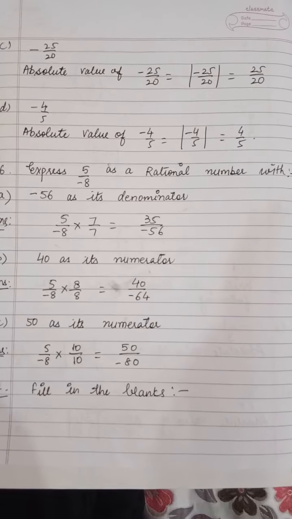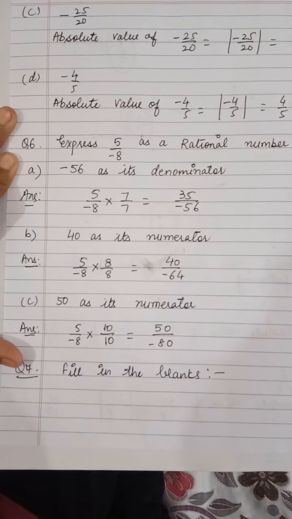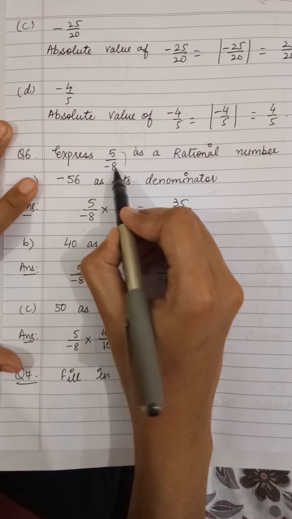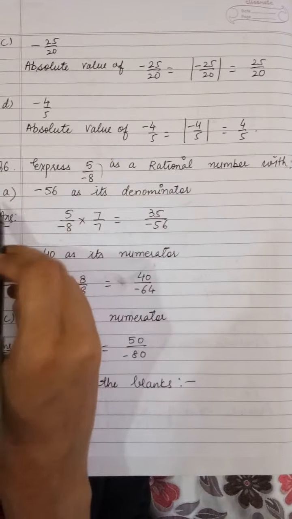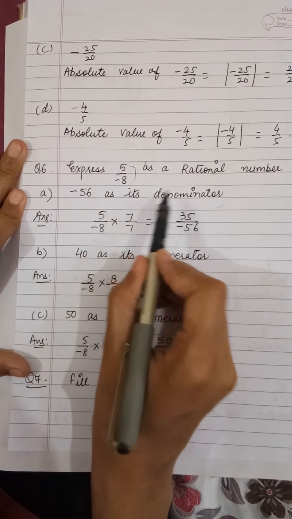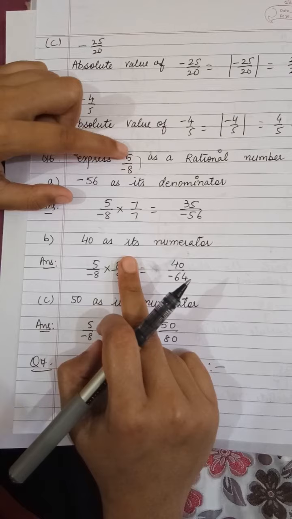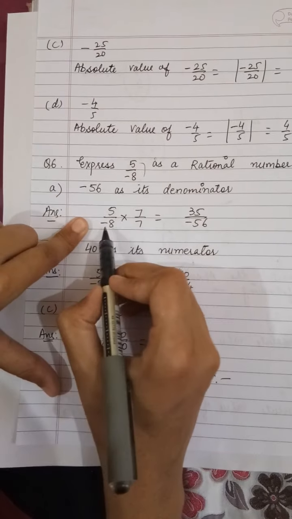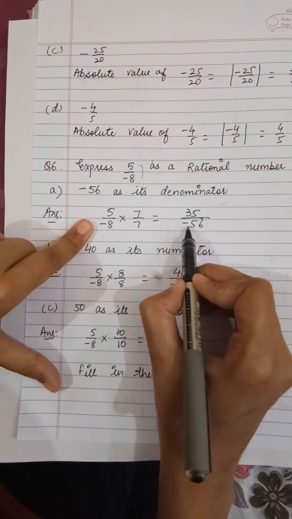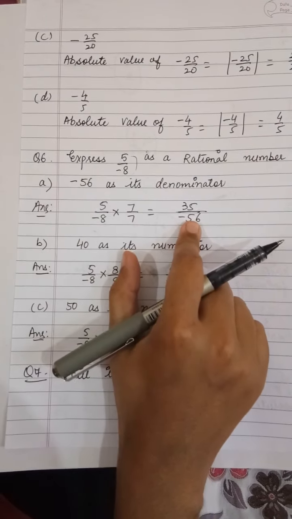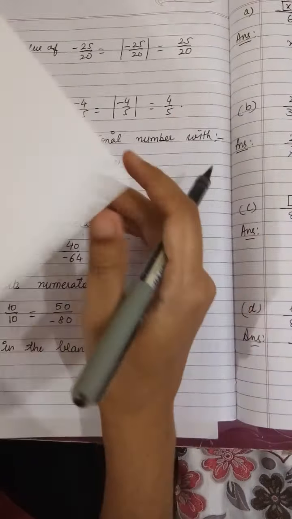Next we are going to talk about question number 6. In question 6, you have to represent this rational number 5 upon minus 8 as a rational number with, first part, minus 56 as its denominator. Now see what they are asking you is, they have given you this rational number 5 upon minus 8, right? Now they are saying that I want minus 56 in the denominator.